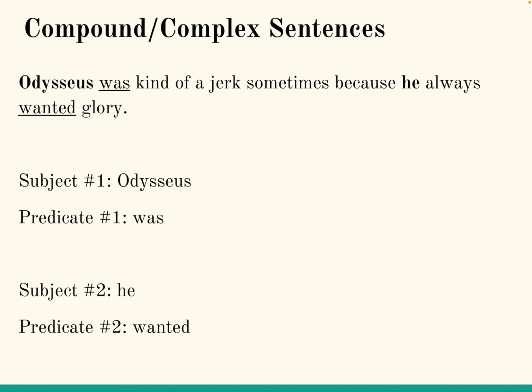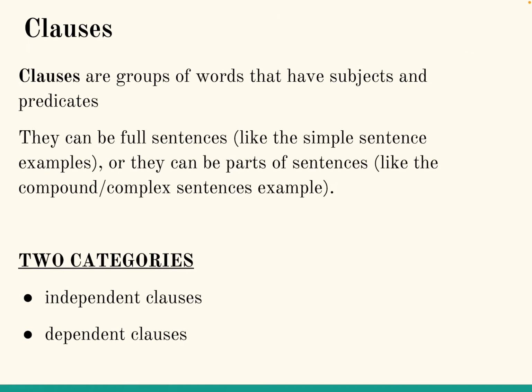Again, Odysseus is my subject, was is my predicate verb. Kind of a jerk sometimes. Now part two of the sentence, because he, subject, by the way, he is acting as a pronoun, taking the place for his name, always wanted, my predicate verb. So again, you can have multiple subjects, you can have multiple predicate verbs.